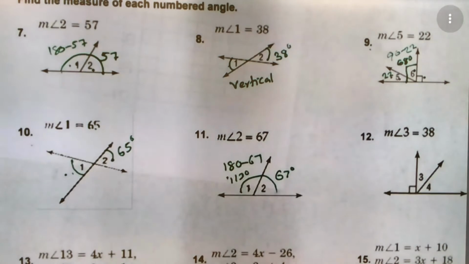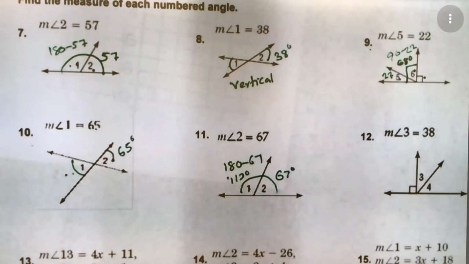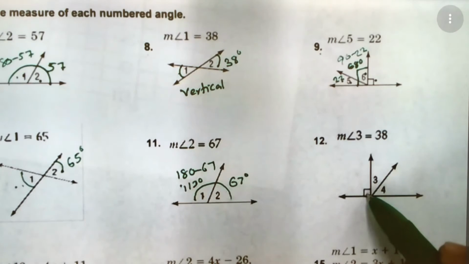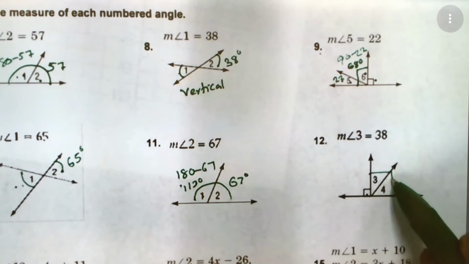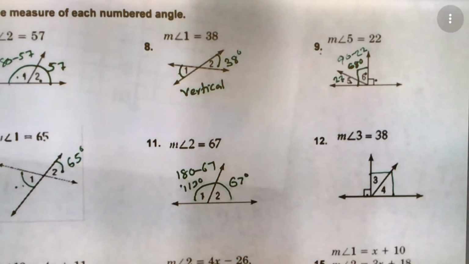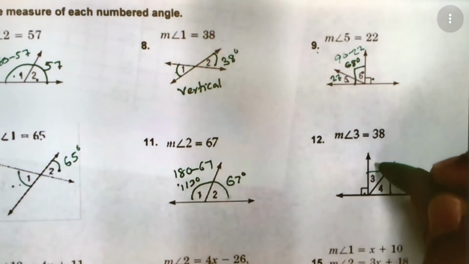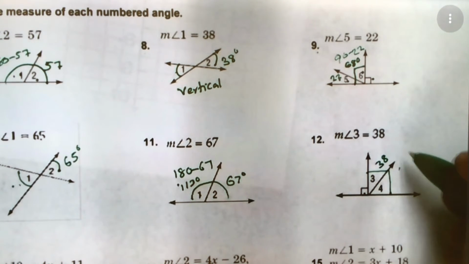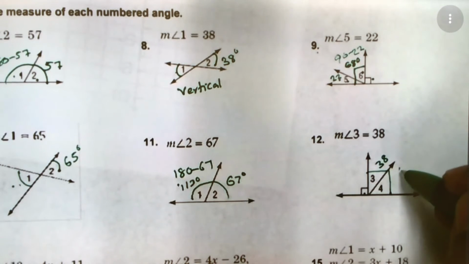So question number 12, that is angle 3 is 38 degrees. So when you look at this one, this angle is 90, that means angle 3 and angle 4 are linear pairs. So they add up to 90. So angle 3 is 38, so angle 4 is 90 minus 38 is 52 degrees.